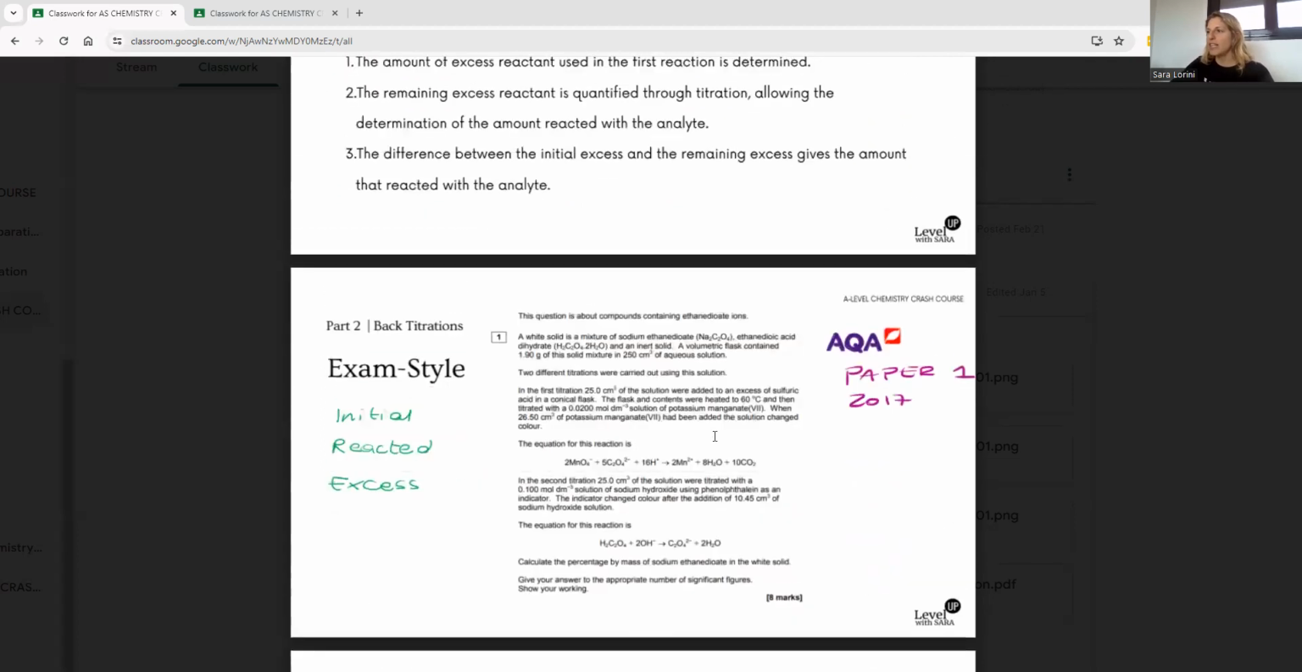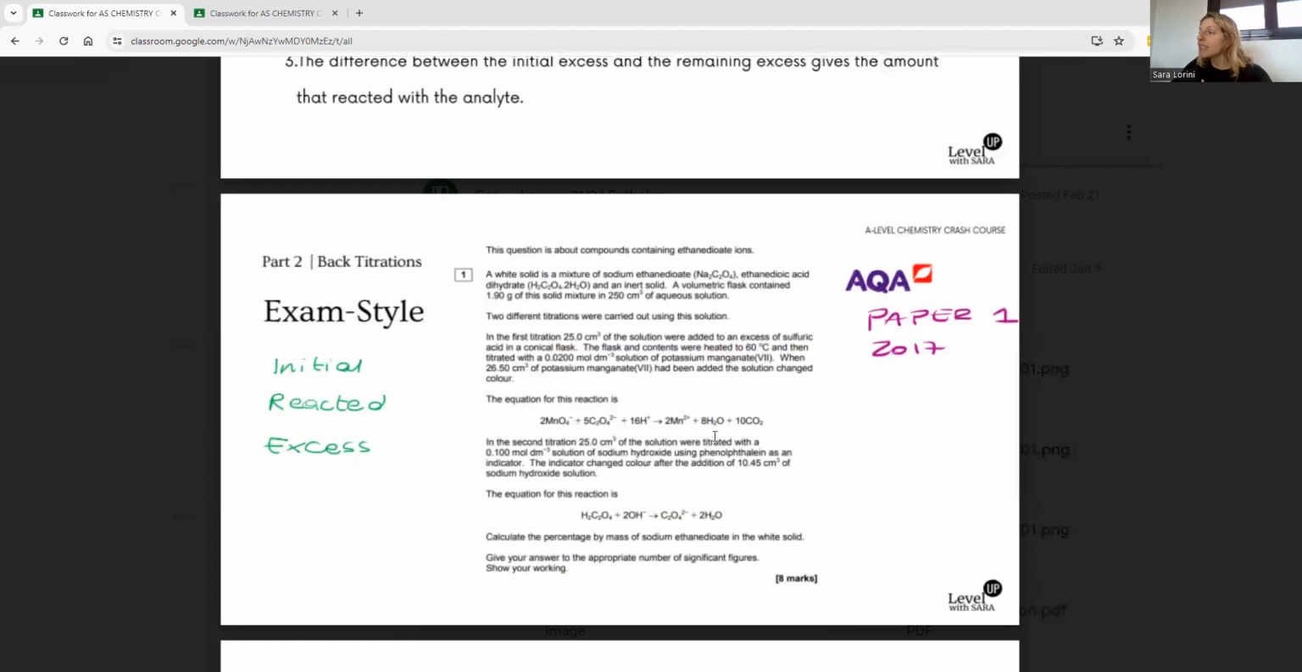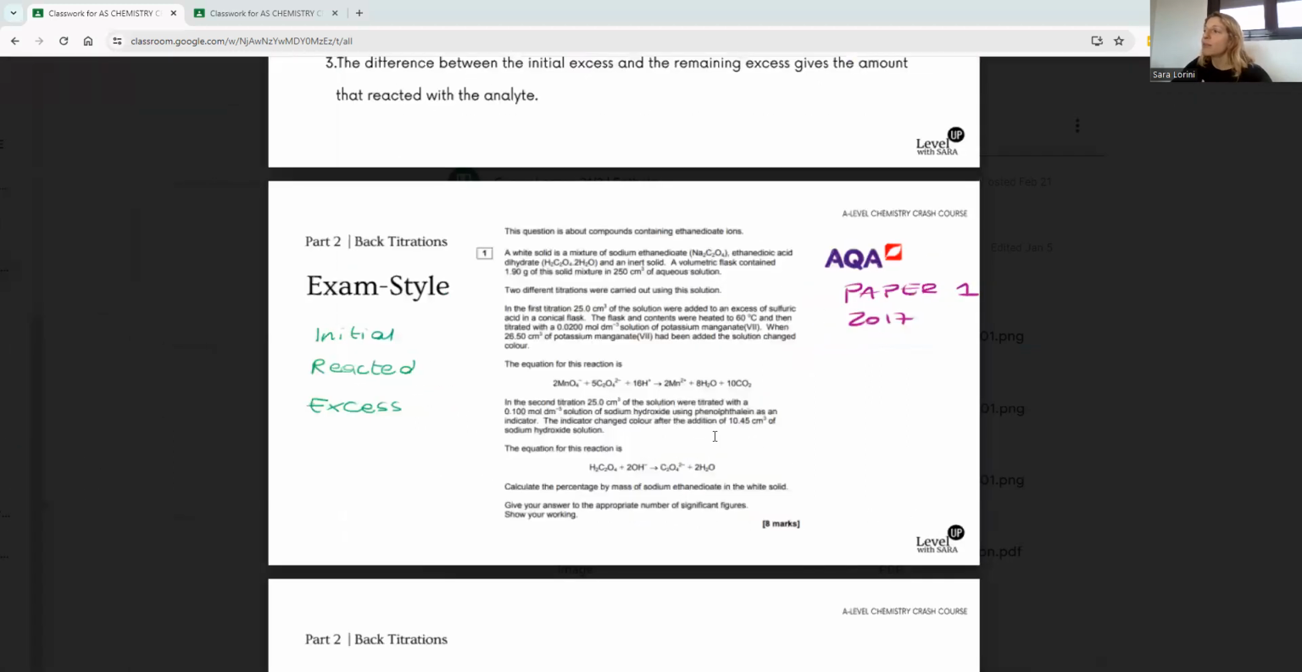So let's try. I want you to read this question. I hope it's clear enough. This was an AQA past paper from 2017, an exam style question. AQA loves this type of very open question. I just want you to read this question and find this initial, this reacted, and this excess value. Just interpretation, I don't want you to do the calculation.